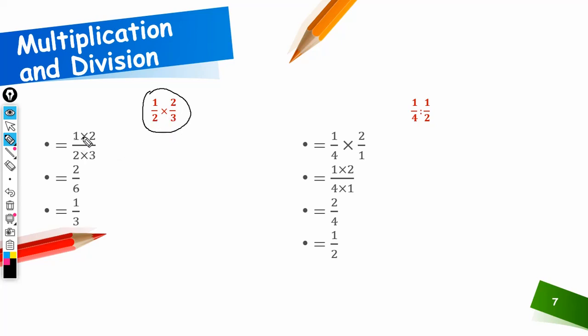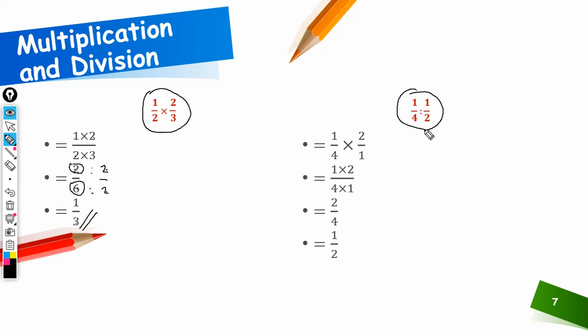So 1 times 2 is 2, 2 times 3 is 6, so you get 2/6. Or you can simplify this by dividing them with 2/2. So 2/2 is 1, 6/2 is 3, so 1/3, the final result. And for division, this is a bit complicated.